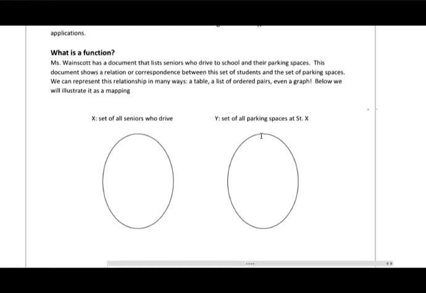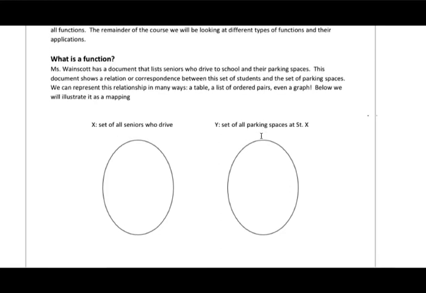Miss Wainscott has a document that lists seniors who drive to school and their parking spaces. This shows a relation or a correspondence between the set of students and the set of parking spaces. We can represent this in several ways. We could create a table, with one column with a list of students and the other column with the list of parking spaces. You could even list them as ordered pairs.